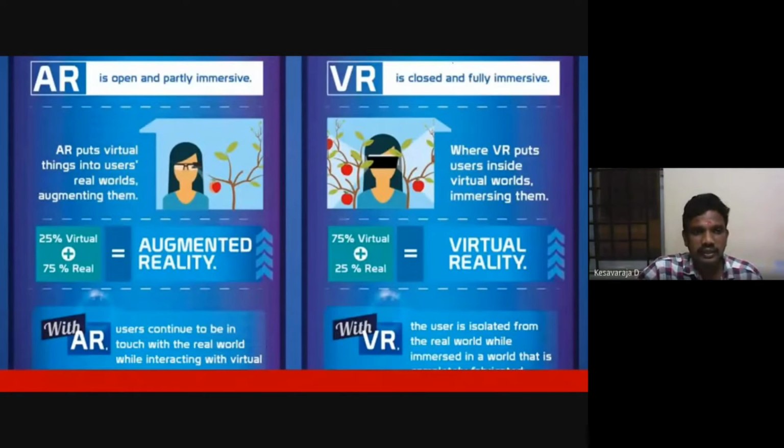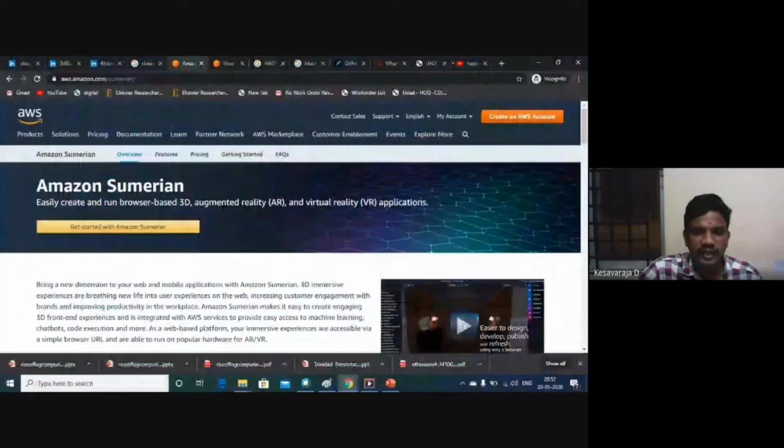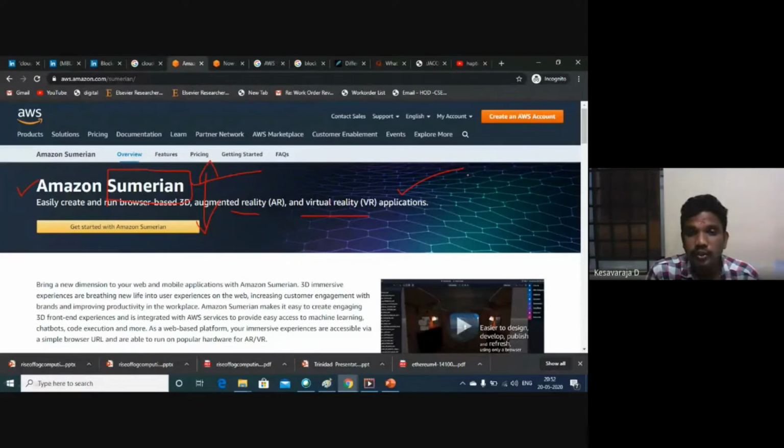AWS, one of the excellent cloud service providers, is offering Amazon Sumerian. Amazon Sumerian is an excellent tool for providing augmented reality as well as virtual reality applications. It provides an excellent cloud environment which is also applied with CNN, convolutional neural networks, along with deep learning. So it can process the data in a very fast manner. AWS also offers a 90 days free trial. If possible, you can try that environment also.